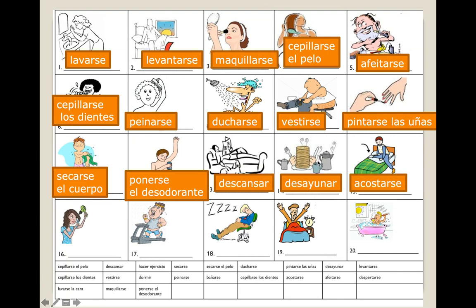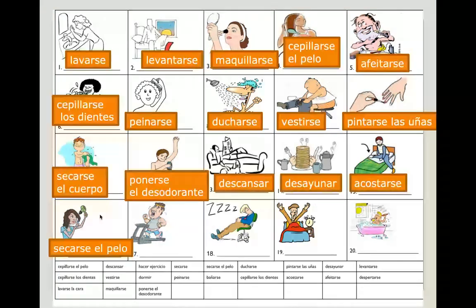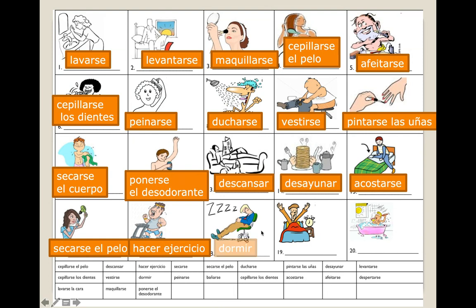Acostarse, to get into bed. Literalmente, ir a la cama, irse a la cama, right? To take yourself to bed. Acostarse. Okay, secarse el pelo. Now this is specifically to dry your hair. Okay. Hacer ejercicio. To do exercise. Dormir. To sleep.